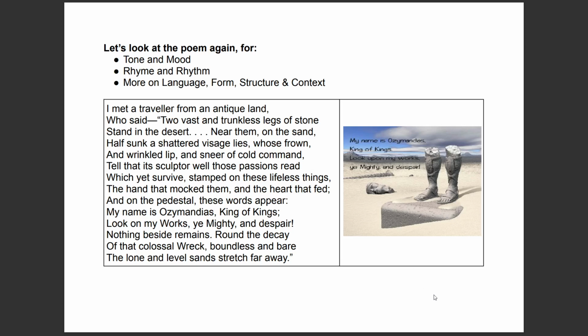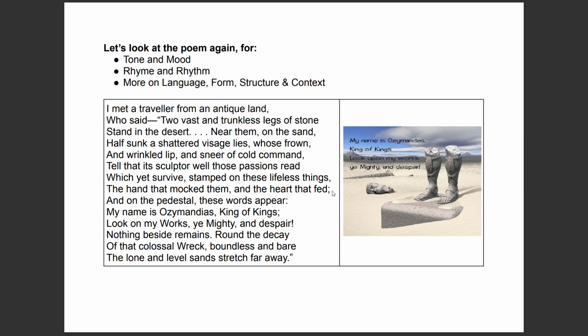So let's look again at the poem for these things here. So in terms of tone and mood, I would say they are similar. It's quite an objective, analytical tone from the poet, and the mood that's created is also very similar. In terms of rhyme and rhythm, so let's have a look at the rhyme. So land, stone, stand, frown. So land and stand rhyme. Stone and frown don't quite rhyme, but that could be maybe because the way we pronounce words has changed since then. So remember, this is more than 200 years ago.